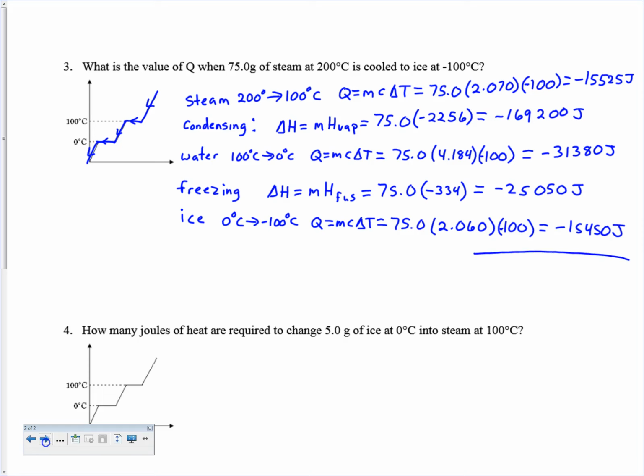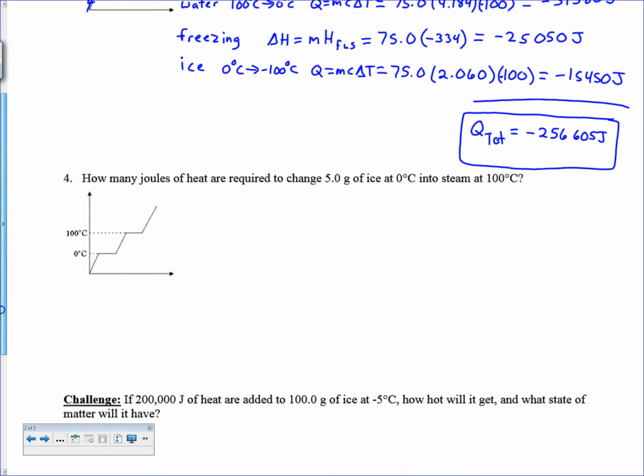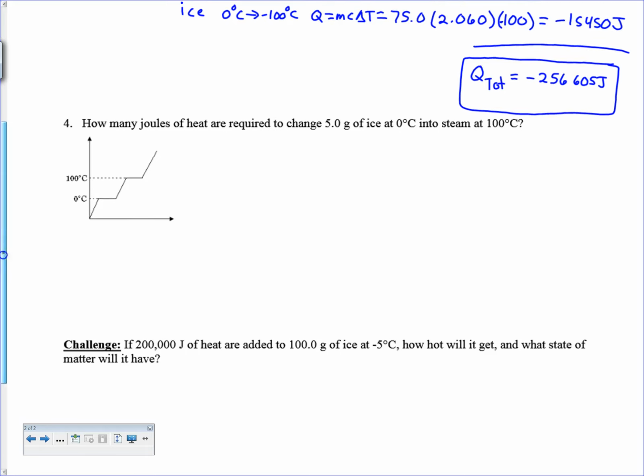We look at all those numbers, we add them together, we get Q total equaling negative 256,605 joules. Okay, that one was pretty tough because it was 5 steps. That's as bad as it gets. This next one is actually quite a bit easier.